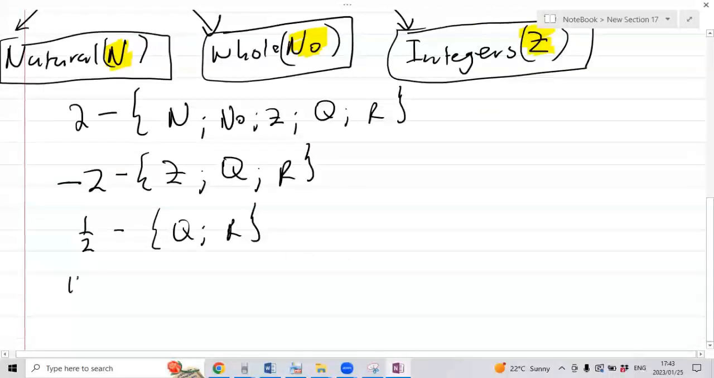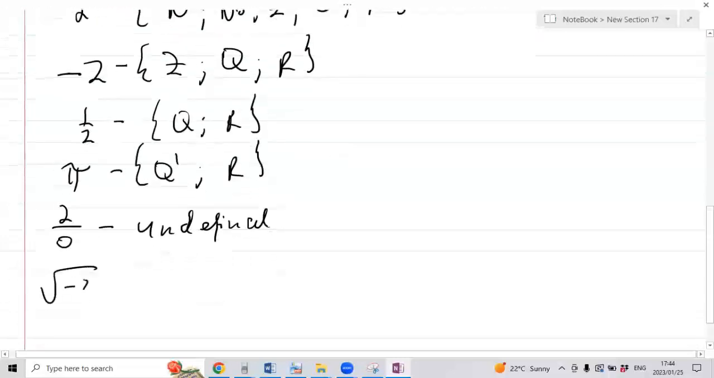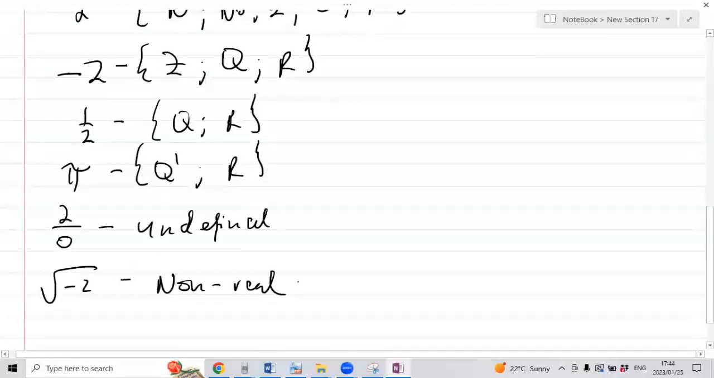Let's say I was given a value of pi. Pi is just irrational, and it will also be real. Let's say I had an example like 2 over 0. That one there will be undefined because we have division by 0. Let's say I had the square root of minus 2. That one there will be non-real. So these are all of the symbols and the theory that we must be able to put into practice.